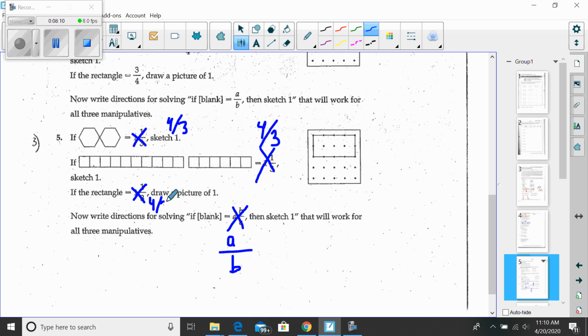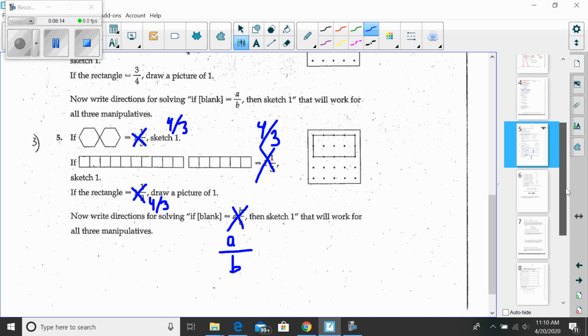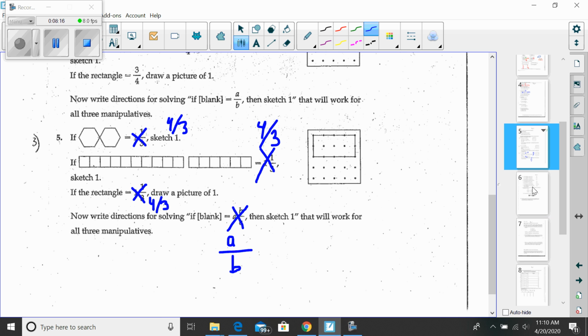Because in class, you'd be doing this in your groups and you'd have that opportunity to talk with your group mates about it. So I'll come back and go over some of this with you.